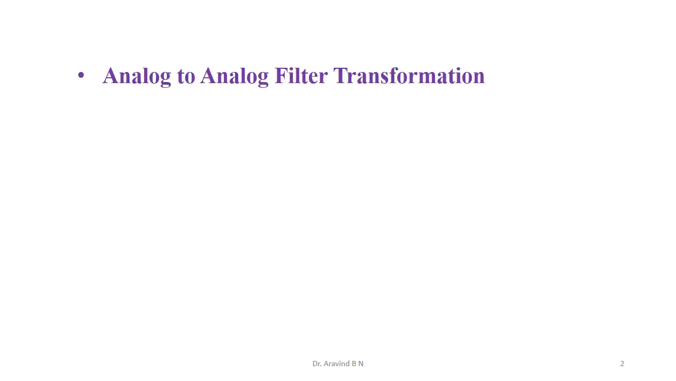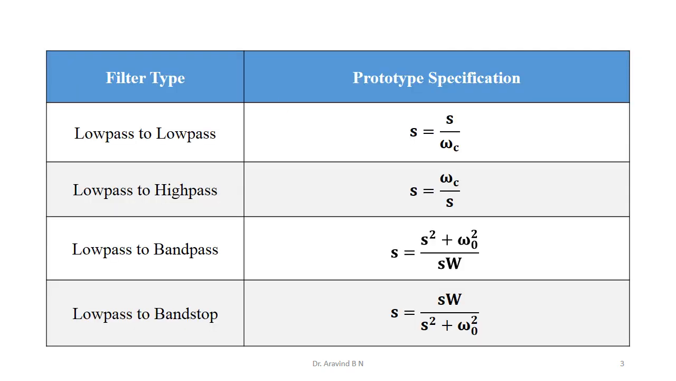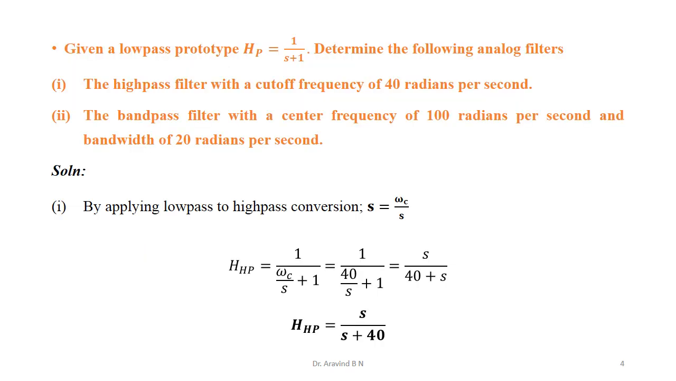In this lecture, we are going to discuss a few problems related to analog filter transformation. This is just a recall of all the filter transformations that were discussed in the previous lecture. Let us go through the problem statement. Given a low pass prototype HP(s) = 1 divided by S plus 1, determine the following analog filters.